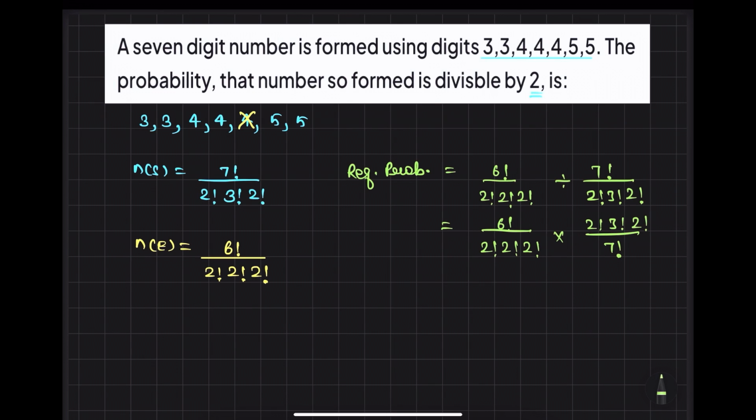Now you can play fruit ninja: 2 factorial, 2 factorial gone, 2 factorial, 2 factorial gone, this thing gone, we are left with 3, then 6 factorial, this thing gone, we are left with 3 by 7. Therefore the required probability is 3 by 7.